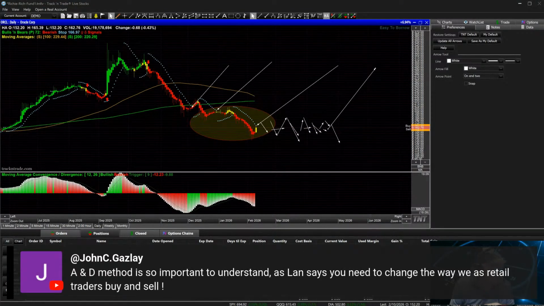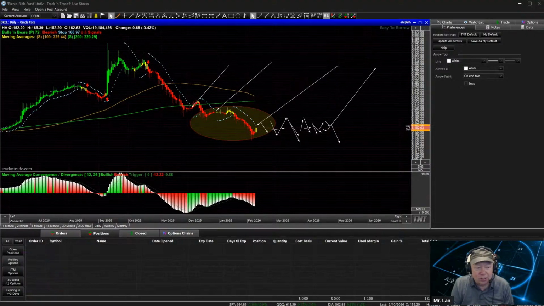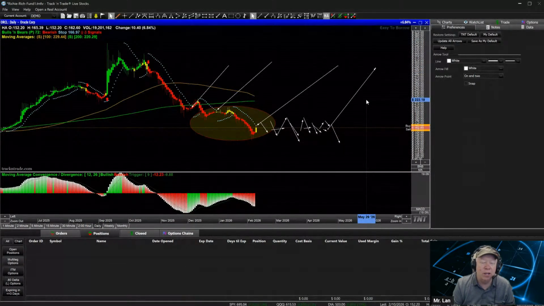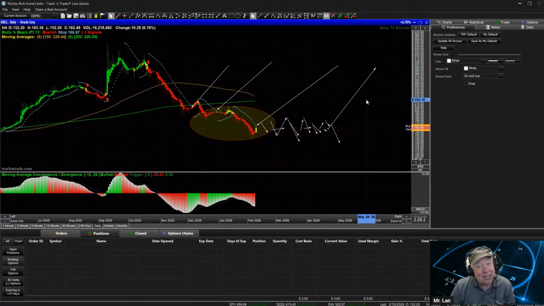John says the accumulation and distribution method is so important to understand. As Lan says, you need to change the ways we as retail traders buy and sell. It's all a mind shift, isn't it, John? It's just the way that your brain works, and you have to think about doing things basically the opposite. If 80% of retail traders lose money, don't do what 80% of retail traders do. I mean, that's kind of logical, right?